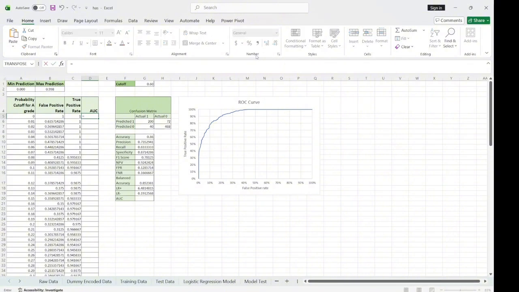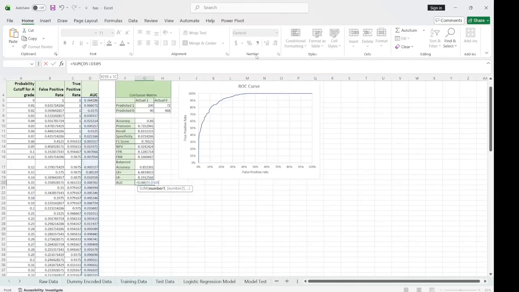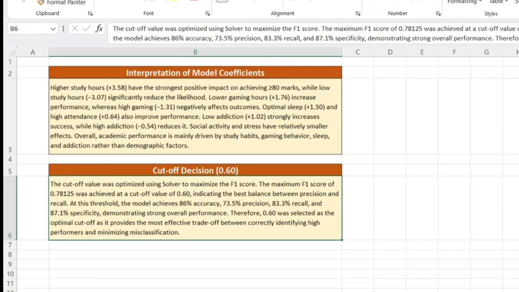We also calculate the area under the curve for the ROC curve by using the trapezoid formula for each cutoff interval, then summing those values to find the total area. Here I added a short interpretation of my model coefficients and the reasoning behind the cutoff decision.